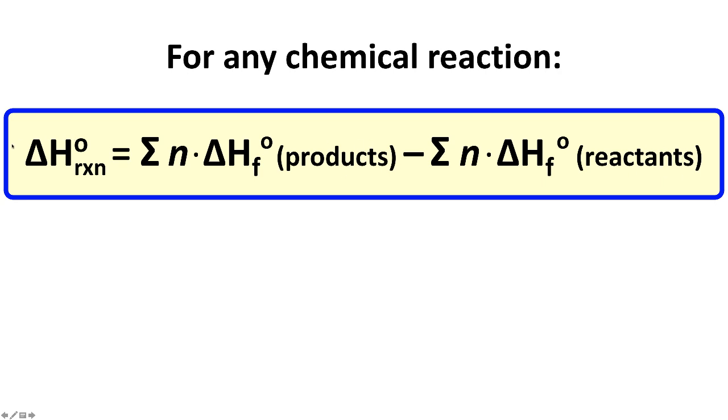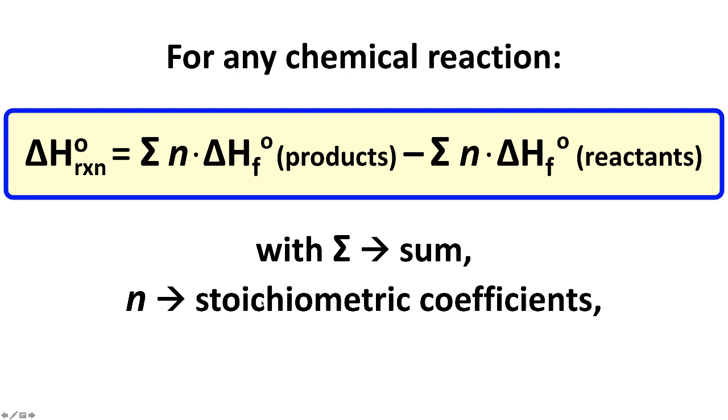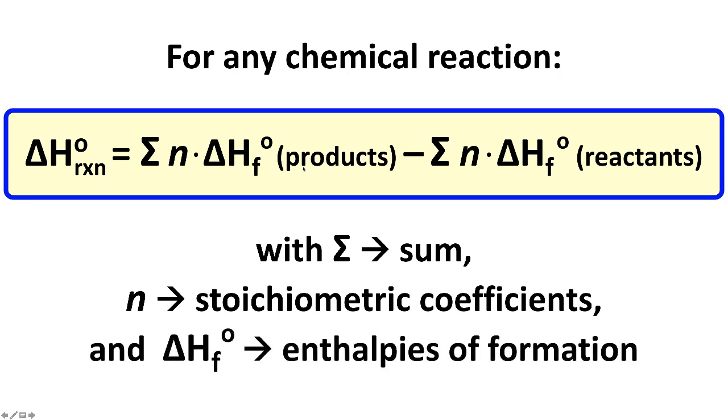Specifically, the delta H for any chemical reaction will be the sum of the delta H of formation of the products times their stoichiometric coefficients, minus the sum of the delta H of formation of the reactants times their stoichiometric coefficients. In this equation, the letter sigma stands for sum, so we're adding up all of the delta H of formations of the products. n is the stoichiometric coefficient for that particular product, and delta H of formation, of course, is the enthalpy of formation, which we can often look up in tables.